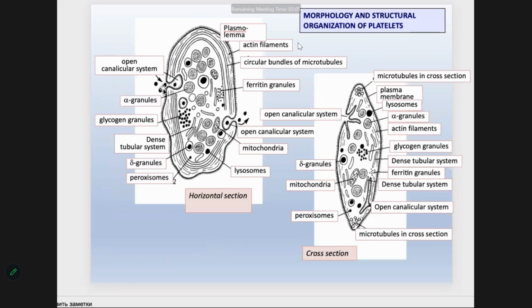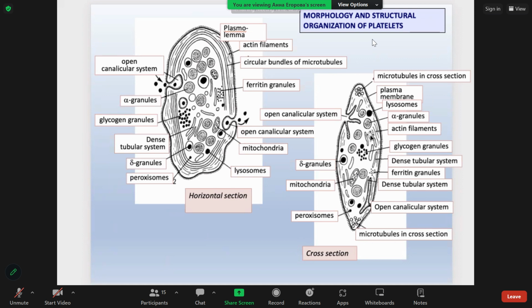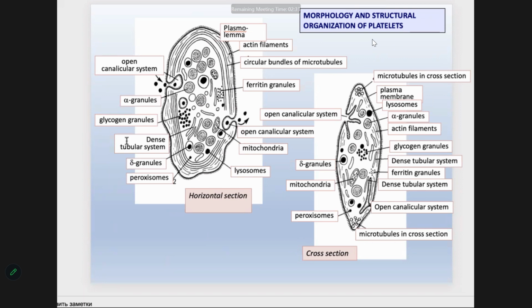We'll start to speak with the hyalomere, which is located on the periphery of the thrombocyte. The hyalomere is represented by two parts. The first part is the elements of the cytoskeleton of the platelet, and the second part is the system of canaliculi, open and dense canalicular system, or another name, tubular system.